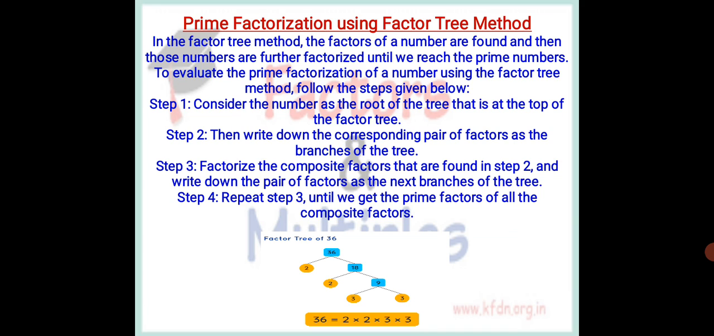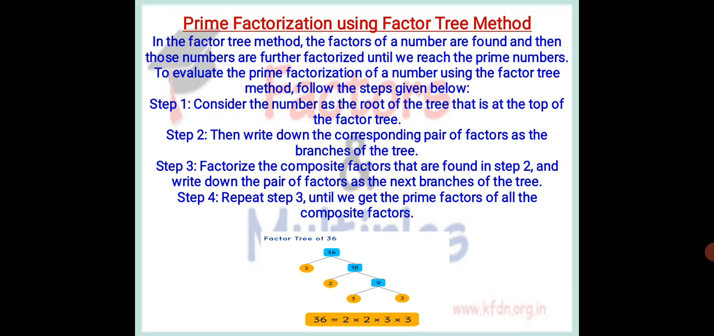So, if we want to get the prime factorization of a number using a factor tree, we have to follow certain rules. Step number 1, consider the number as the root of the tree, that is at the top of the factor tree. Here, as per the example, 36 is the top root. Then write down the corresponding pair of factors as the branches of the tree.